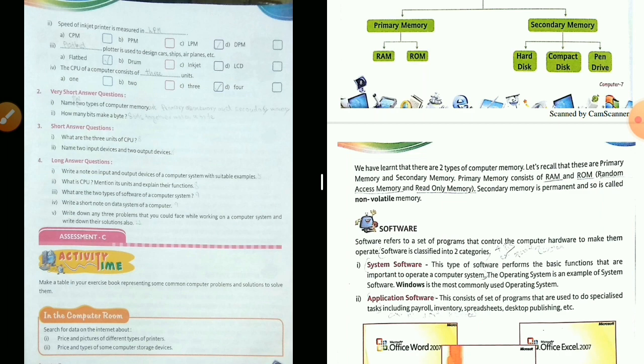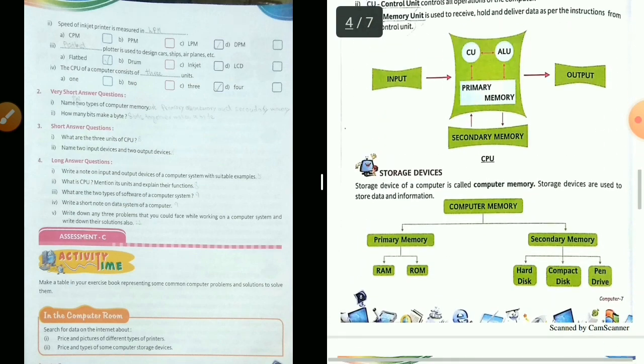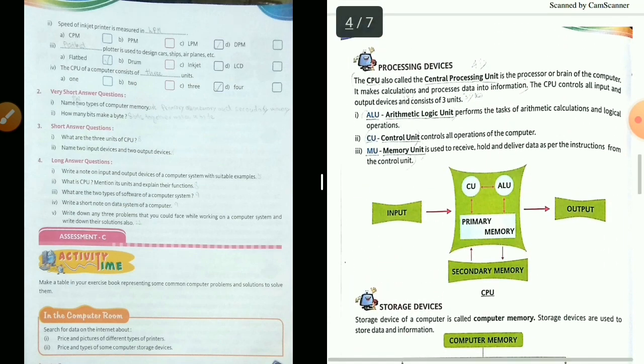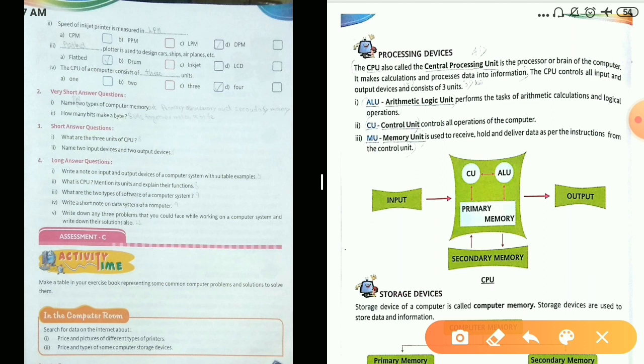Now turn on your page number 8 over here. Yes, on the right hand side you can see. See, you have to write down from here. It consists of 3 units, or better to write down, CPU consists of 3 units. The first one, arithmetic logic unit, the second one, control unit, the third one, memory unit. Only you have to mention the name control unit with its expanded form, that is control unit, CU, and after that memory unit. Only these much the names you have to mention.